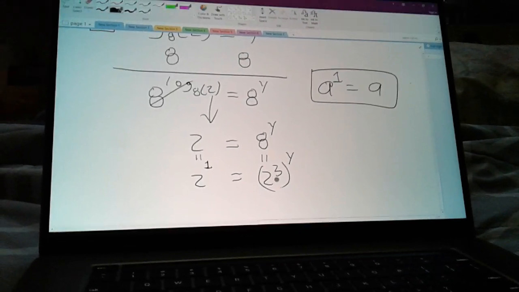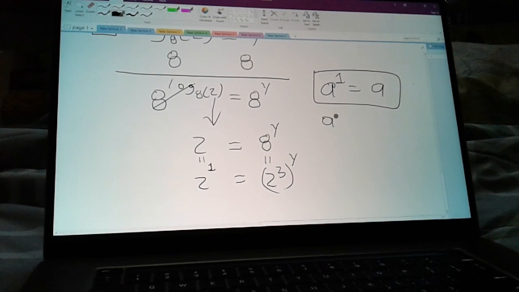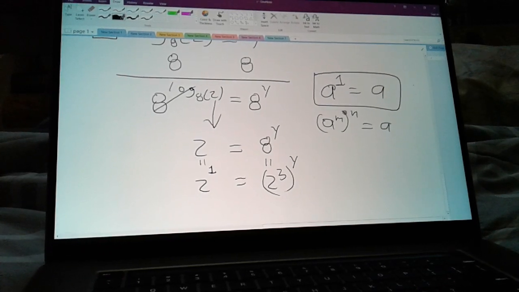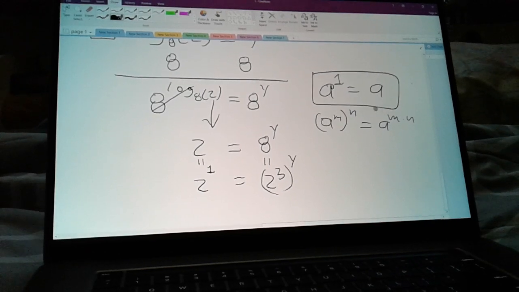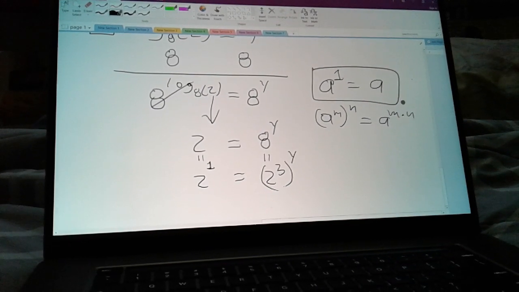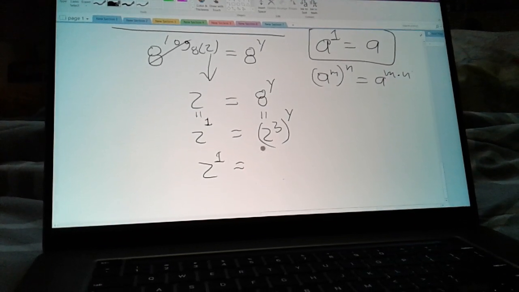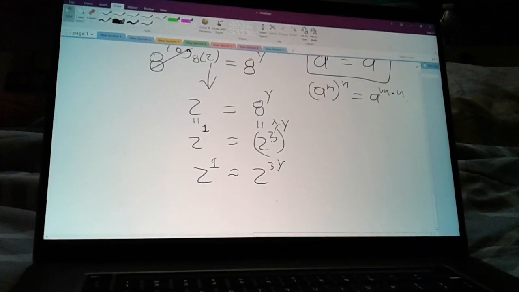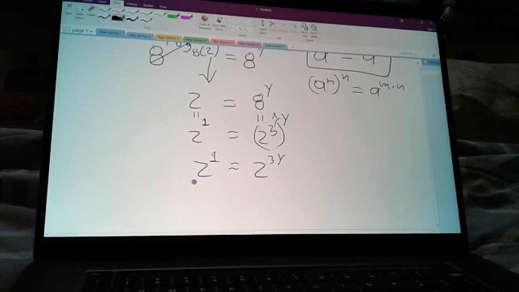So I have 8, which is 2 to the third power, raised to the power of y. You know in mathematics that if you take an exponent and raise it to a power, you're allowed to multiply the powers together. So a to the m is an exponent and n is a power. I can multiply the powers. I get a to the m times n. So this would be 2 to the first power equals 2 to the 3y. I can multiply those together.